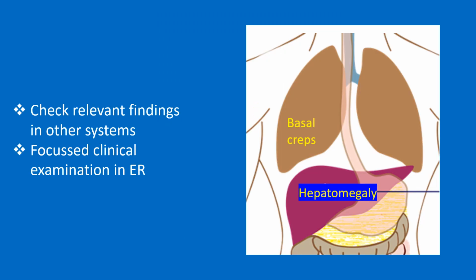Relevant points in other systems like basal palpitations, hepatosplenomegaly, and neurological deficits should be looked for. Examination strategy should be fitting to the clinical situation. When a patient presents to the emergency room, it should be a short but focused examination to permit early initiation of emergency management.